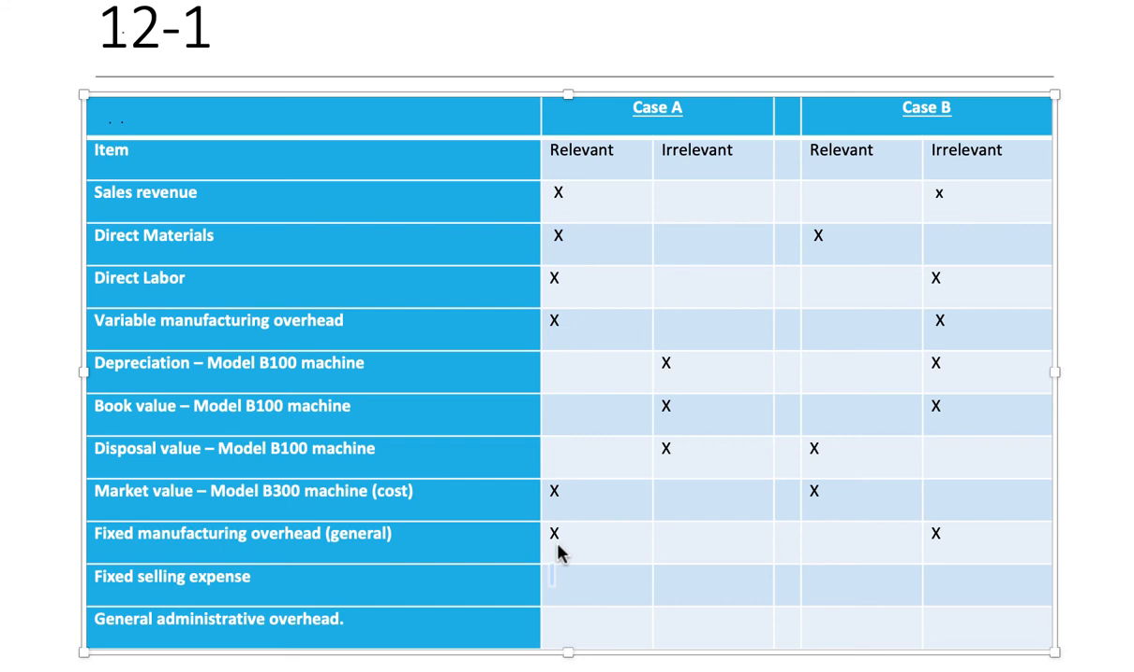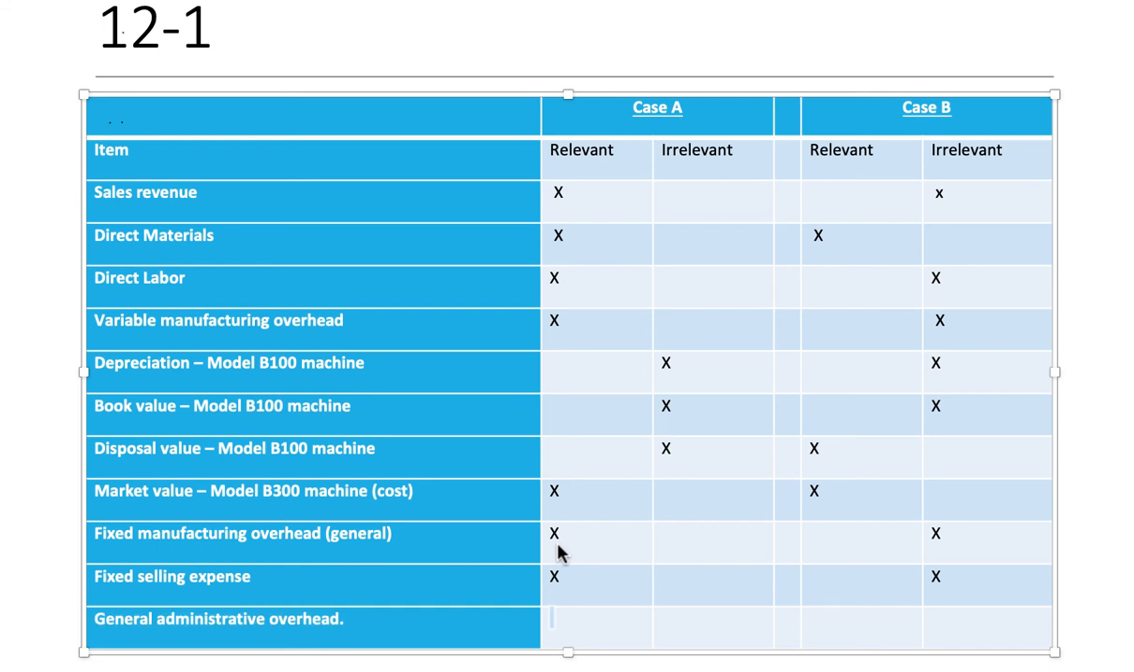Selling, or fixed selling and administrative. Well, under case A, they tell us that if we buy this new machine, we're going to have an increase in that fixed selling expense. So in that case, it is relevant. Under case B, it's irrelevant because they tell us it doesn't matter if we buy the new machine or just keep up with the old one, nothing's really going to change other than direct material.